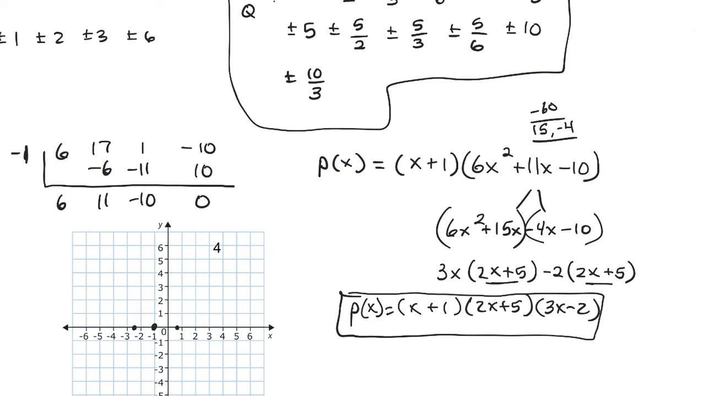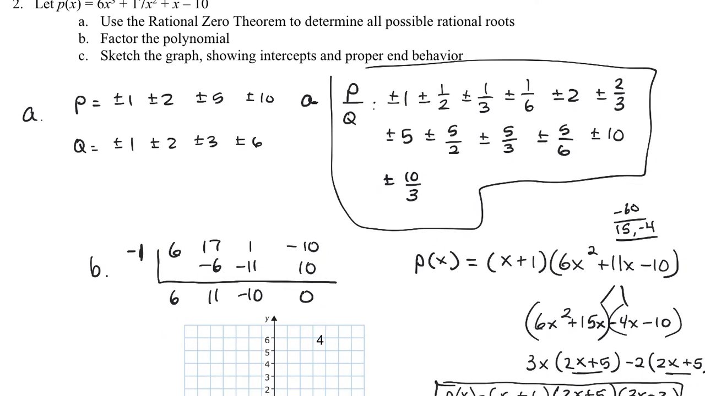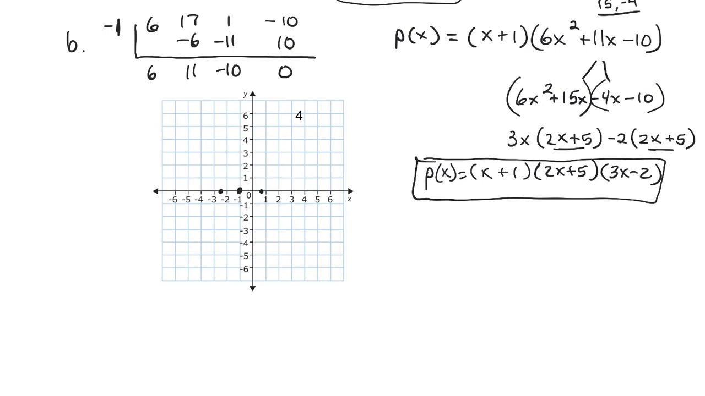Right there. The y-intercept you could have gotten from the original form, the general form, way up here. If all the x's were 0, you get -10 as your y-intercept. All the way down there.